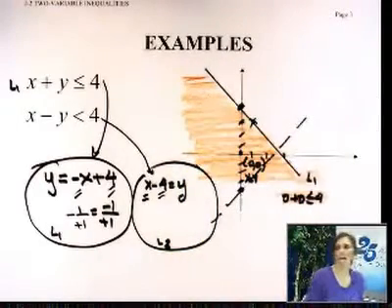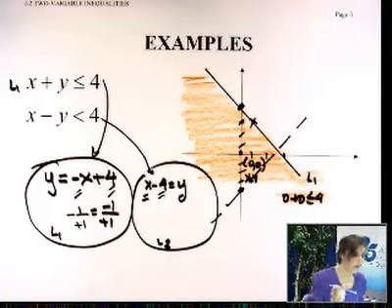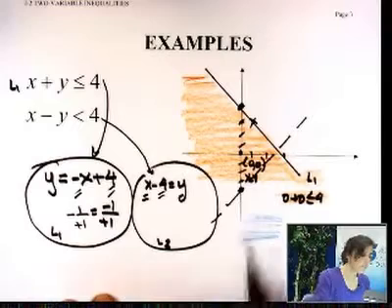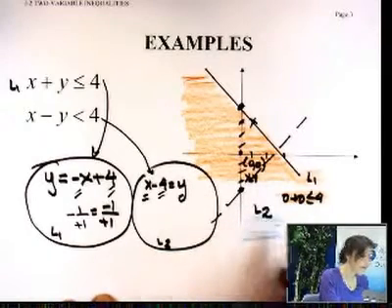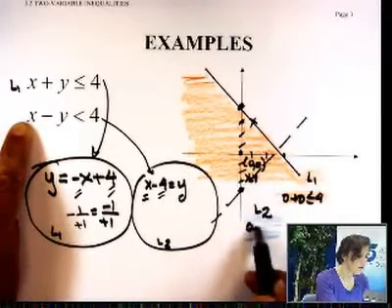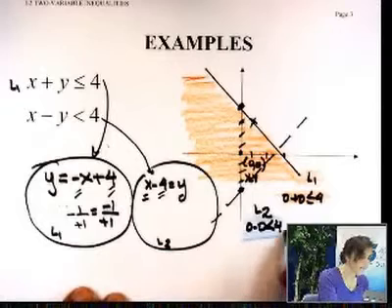Does it make sense? Now I have to do the shading. I'm going to do the shading with the blue. Let's try. This is my L2. I'm going to put 0, 0, test point, 0 minus 0, less than 4. Is that true? Yeah, that's true.